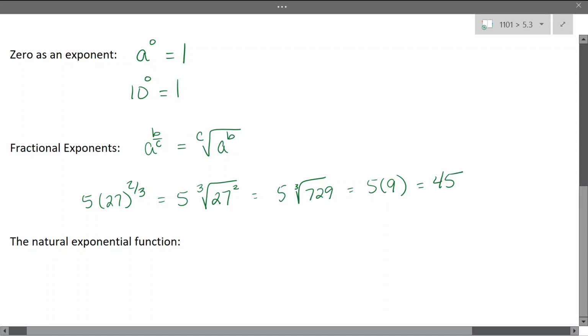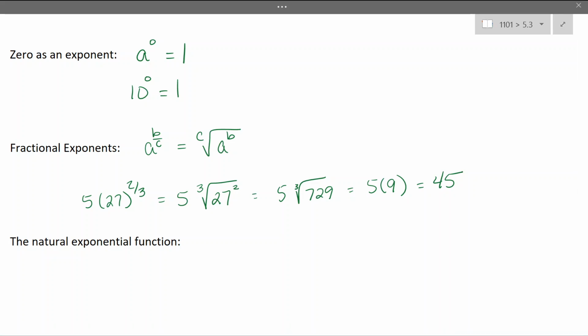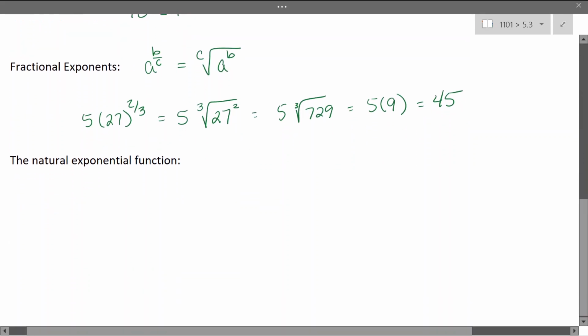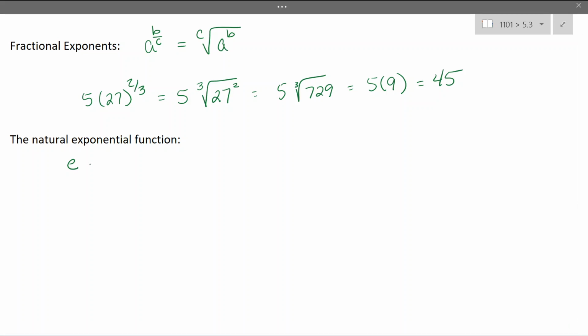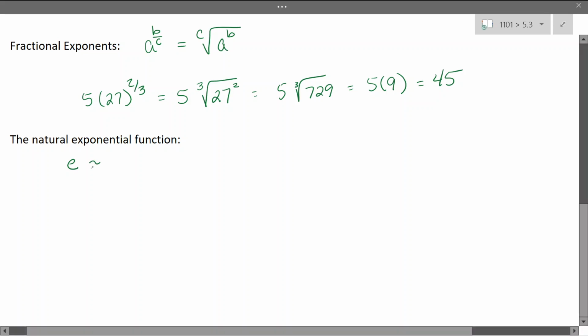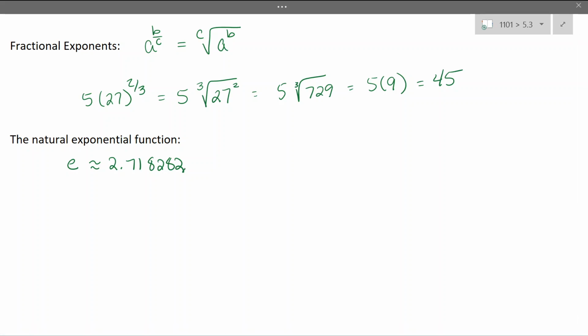The last special case I want to talk about is the natural exponential form, which mathematicians write as the letter e. E is a number similar to pi where it goes on forever. So e is approximately 2.718282, but it's a number that's going to pop up moving forward with exponentials quite frequently.